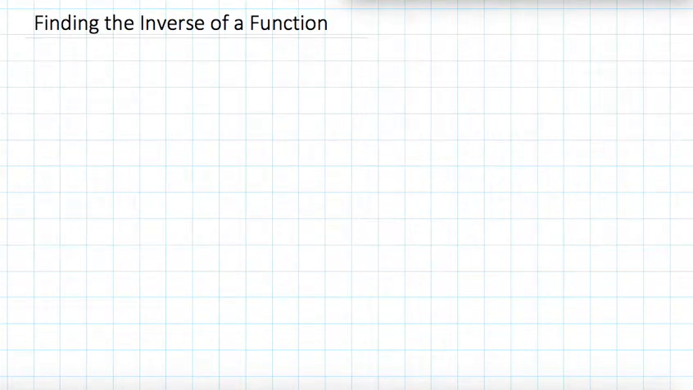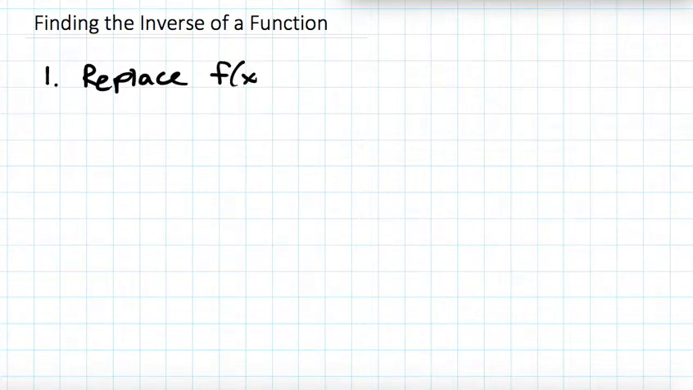In this video, we're going to see how to find the inverse of a function. So given one function, find the inverse of it. The process for that is that first, if it's written in function notation, you're going to write it in notation with y. So you're going to replace f of x with y.